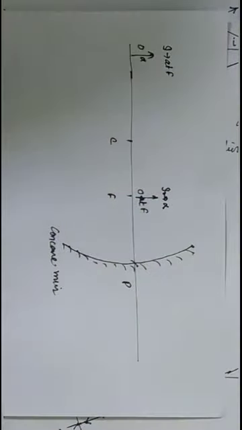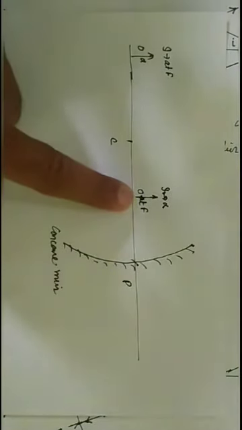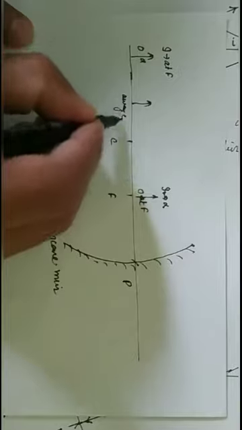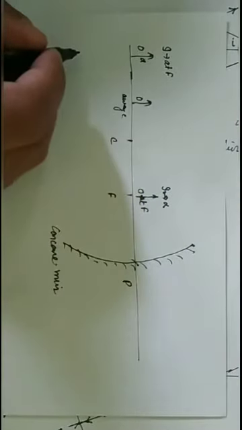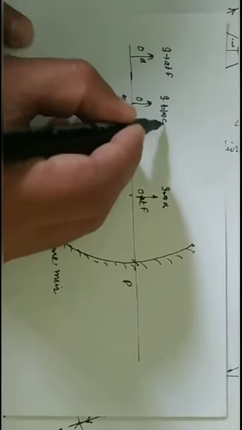So from here you can see that if you rewind the video, you will find that when your object is at focus, your image is at infinity. If your object is at infinity, your image is at focus. So next one is, if your object is away from center, away from C, then your image is between C and F.